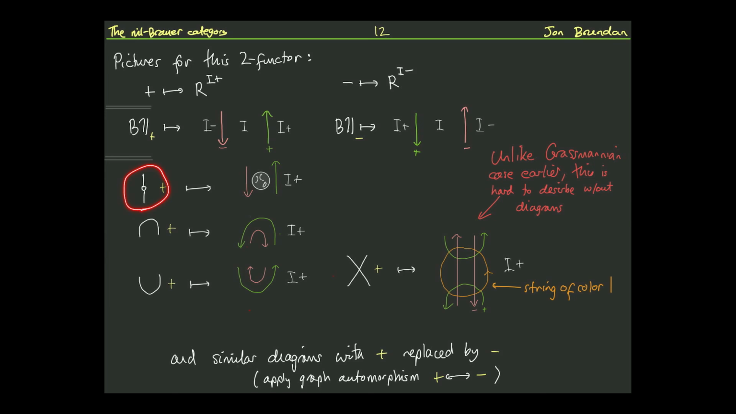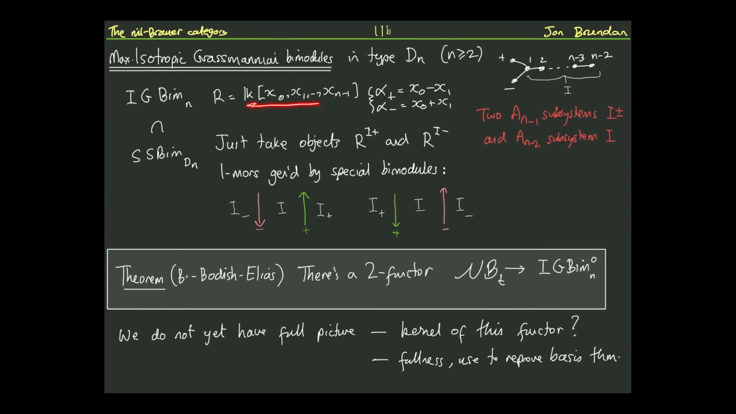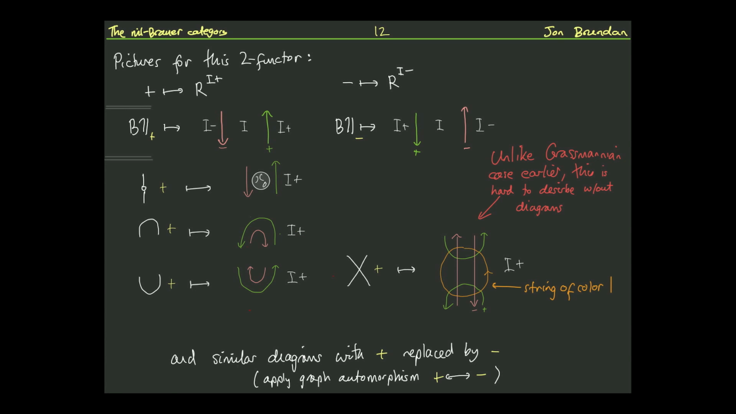The dot, so in type D, I'm just using the usual reflection realization in type D. So it's just polynomials in n variables. The simple root plus is x0 minus x1. And the simple root minus is x0 plus x1. You all know better than me how to construct the type D root system. So the dot corresponds to putting x0 inside there. That's an invariant for A_{n-2} in there.